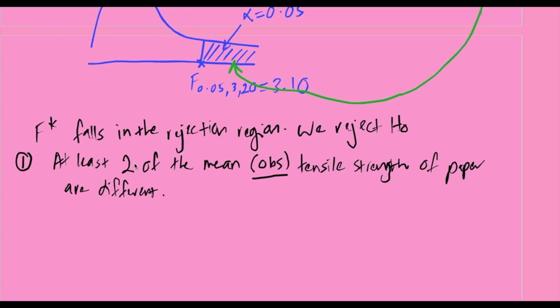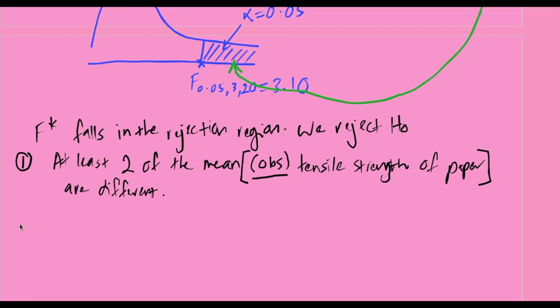At least two of the means are different, or at least two of the means are not equal, right? It's just that I added this sentence here. And this is the observation. Okay, so this is pretty simple to write. You simply copy down the alternative, but after the word mean, you add in the observation.